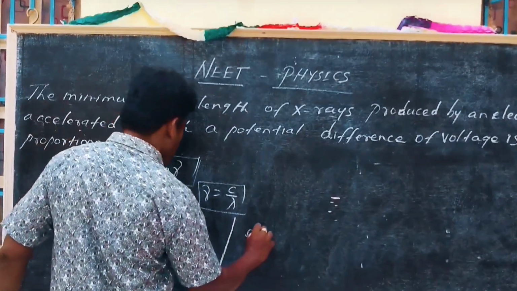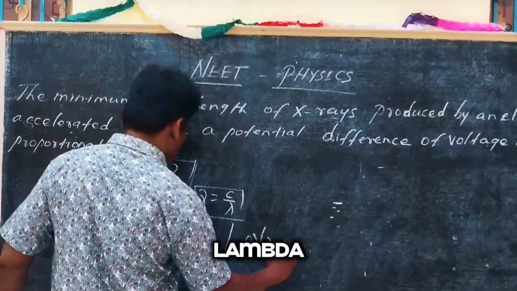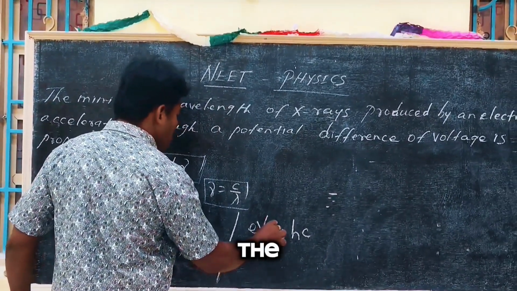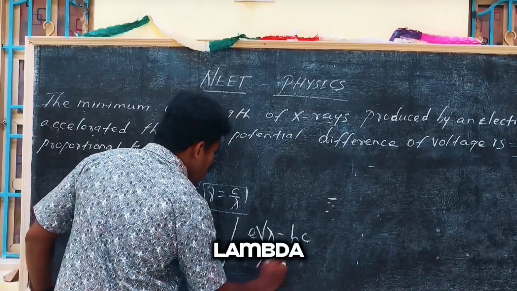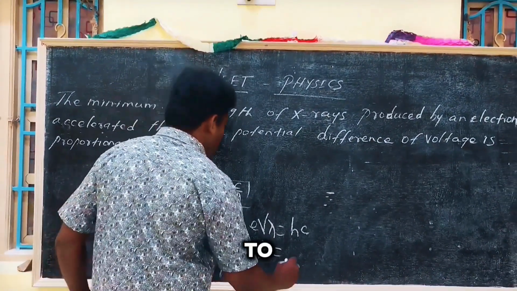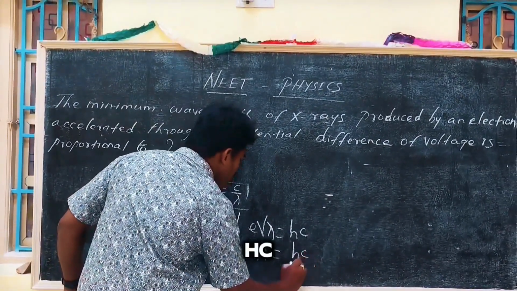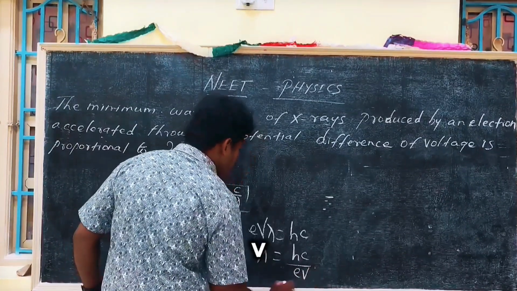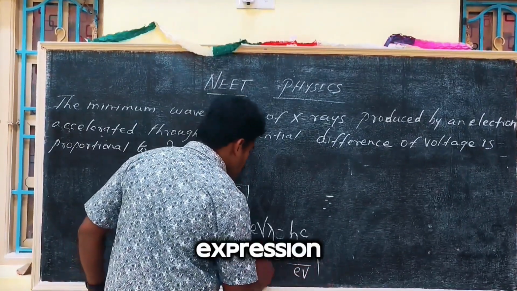eV lambda equals hc. So we need to find the value of lambda. Lambda is equal to hc divided by eV. So this is the final expression.